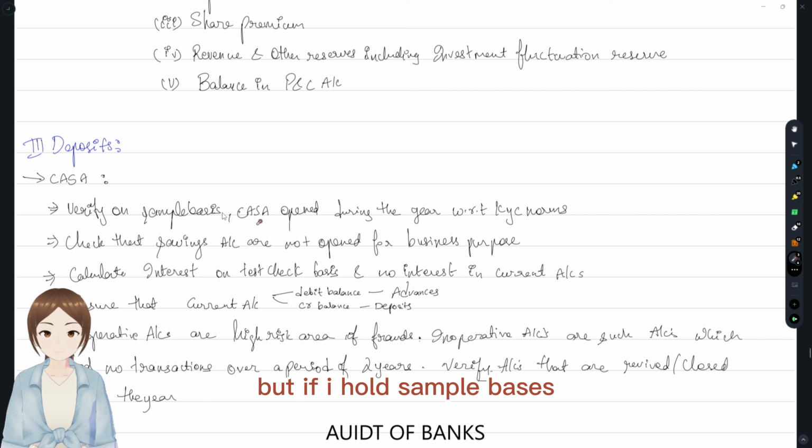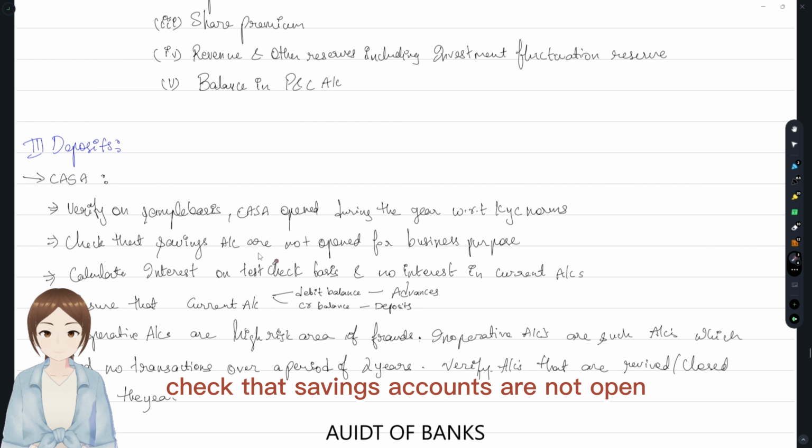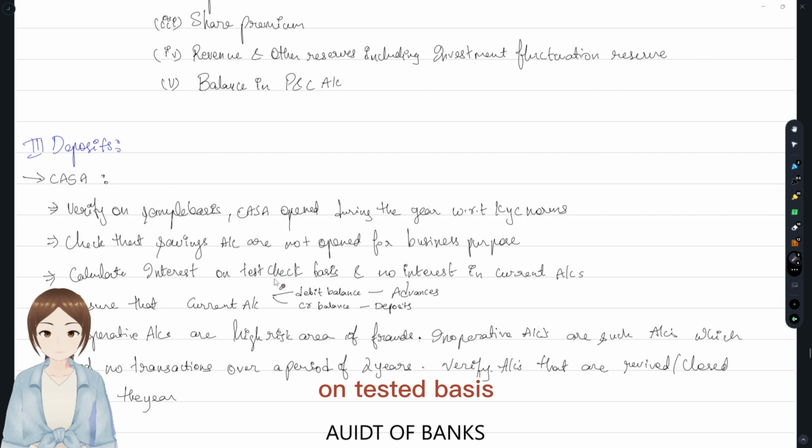Verify on a sample basis that CASA accounts opened during the year comply with KYC norms. You have to check the KYC norms for the accounts that were opened, both current accounts and savings accounts. Check that savings accounts are not opened for business purposes. Savings accounts are for personal purposes, current accounts for business purposes. Calculate interest on a test check basis, and there is no interest on current accounts.